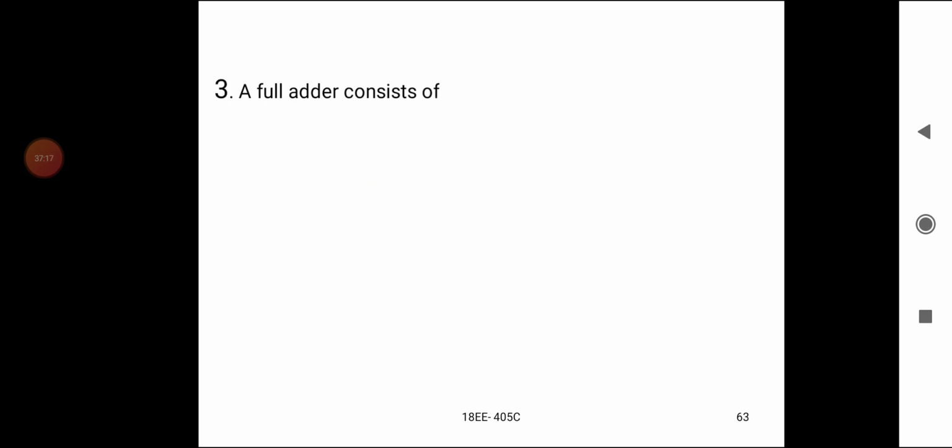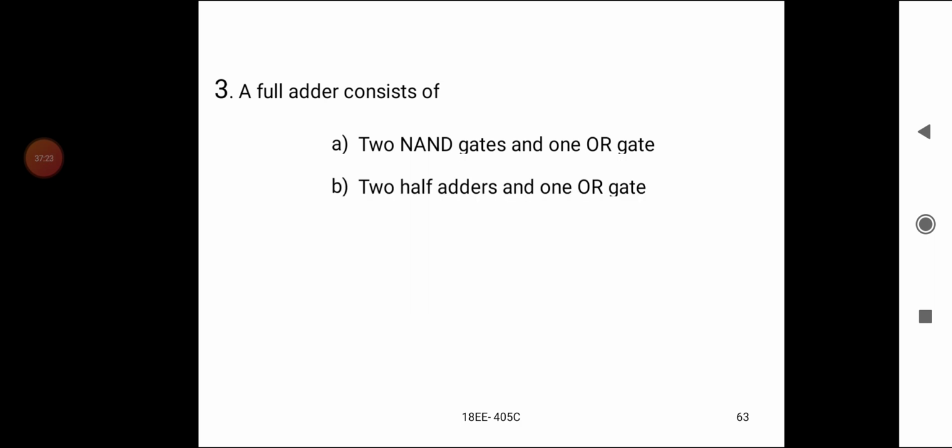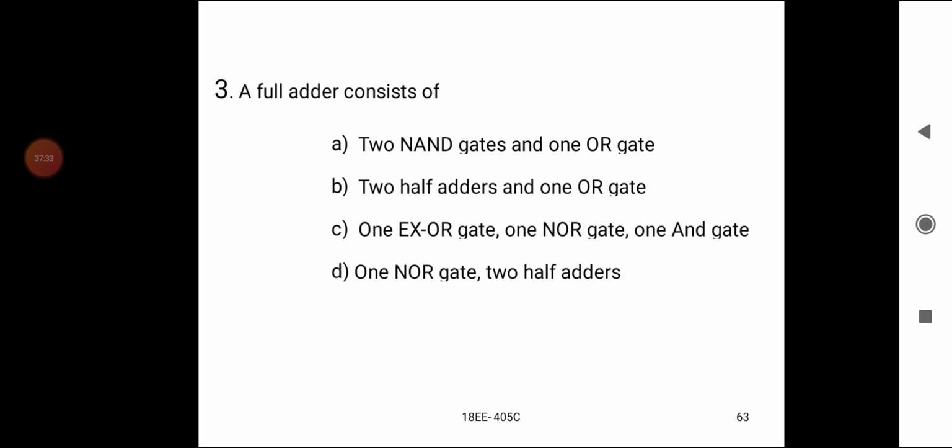A full adder consists of: A, 2 NAND gates and 1 OR gate; B, 2 half adders and 1 OR gate; C, 1 exclusive OR gate, 1 NOR gate, 1 AND gate; D, 1 NOR gate, 2 half adders. So our answer, B, is correct.